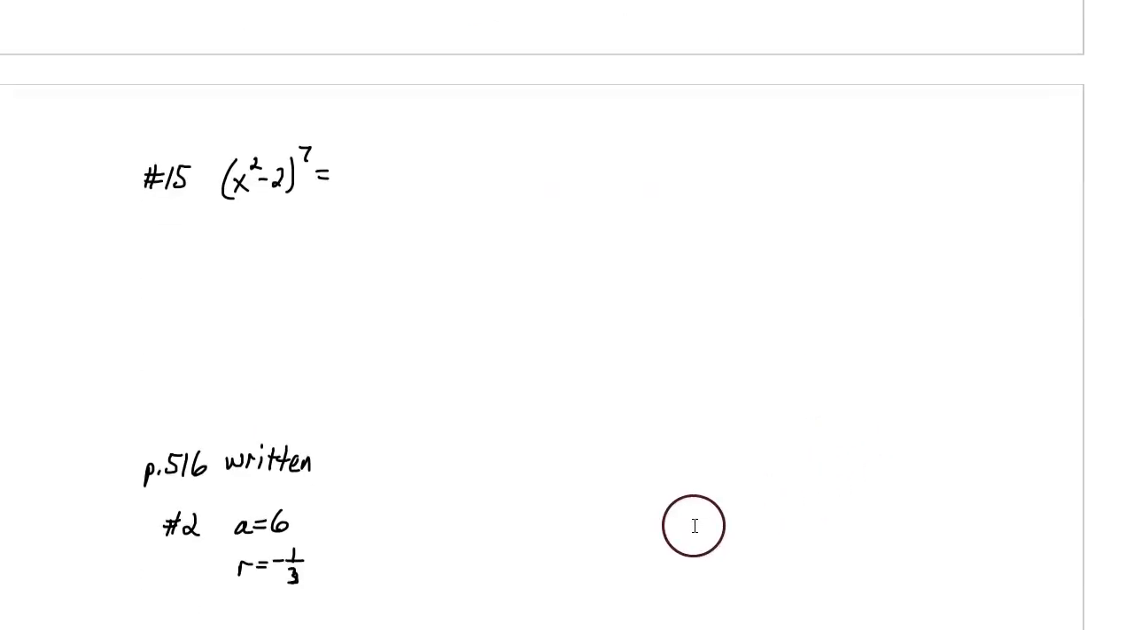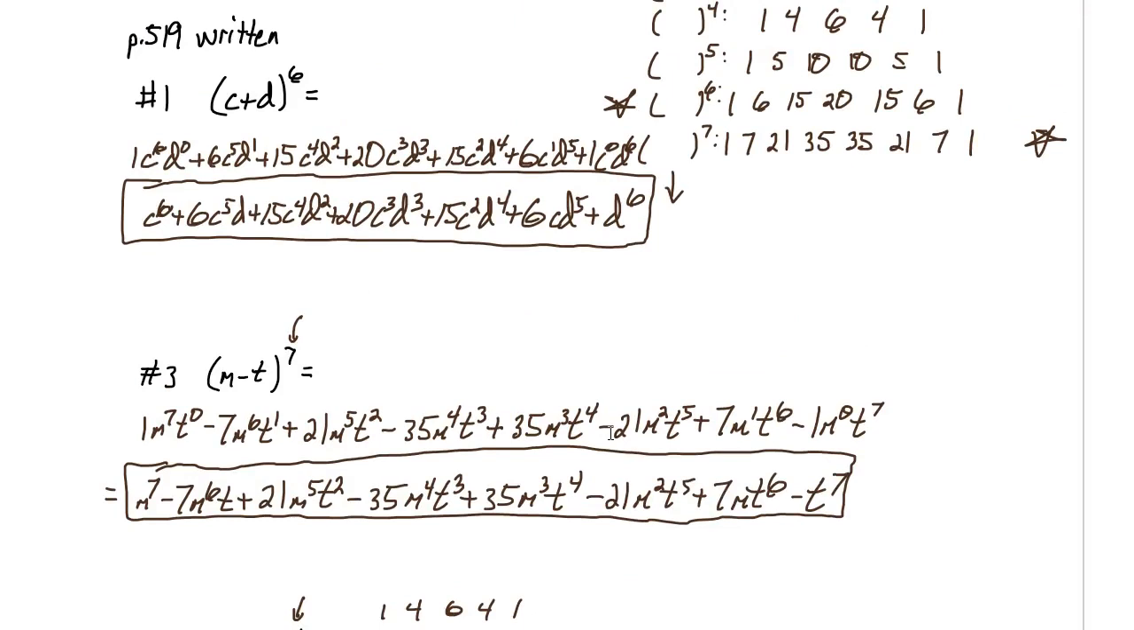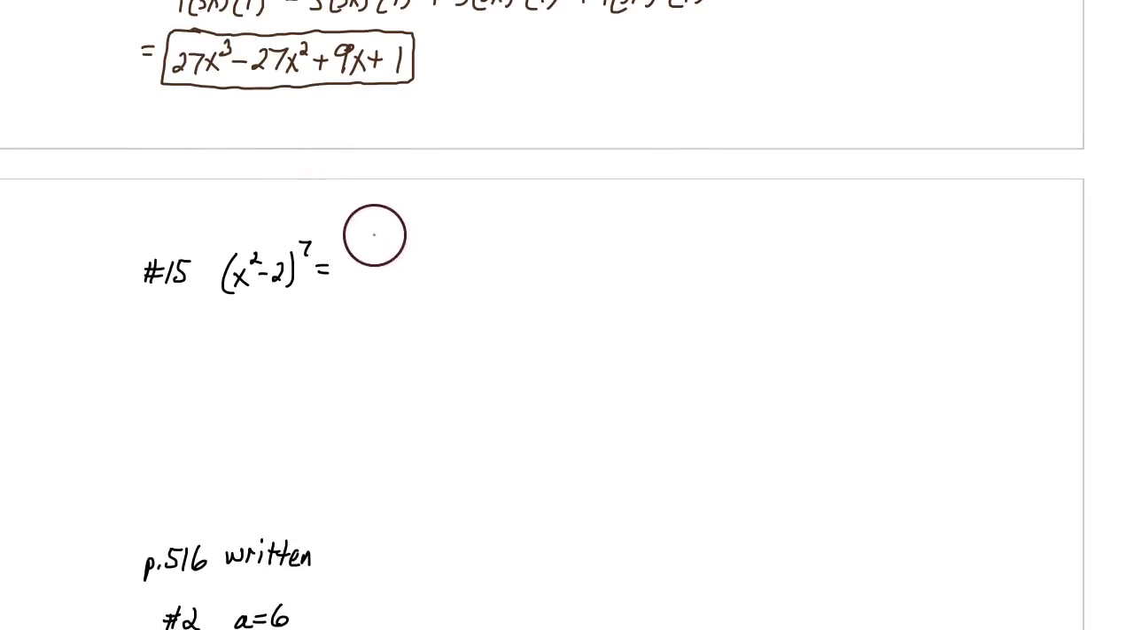And now number 15. This time we're going to the 7th power. So we need the coefficients from Pascal's triangle. They will be 1, 7, 21, 35. And then it repeats that, but counting downwards. Okay, let's build our expansion.